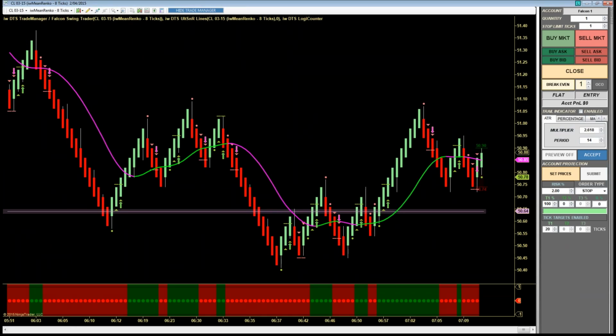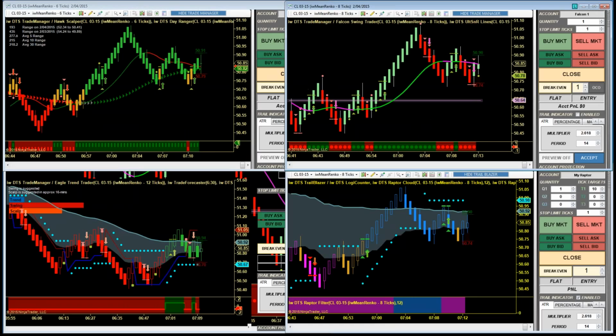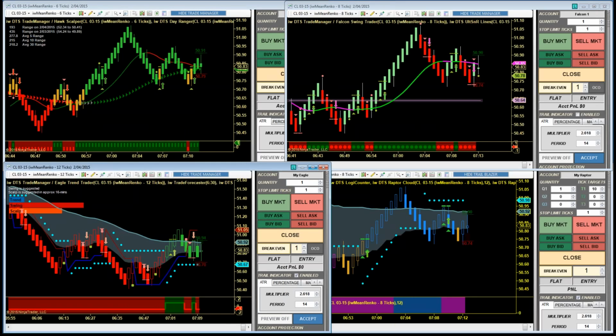Nice progression higher. Here was a trend change signal to the downside about a half hour after the open. Nice little move lower. But right now, look, our filter is breaking up. Our trend line is breaking up. We've lost any sense of direction.